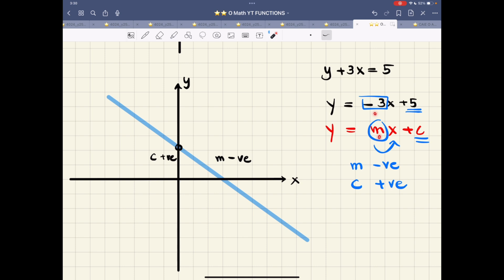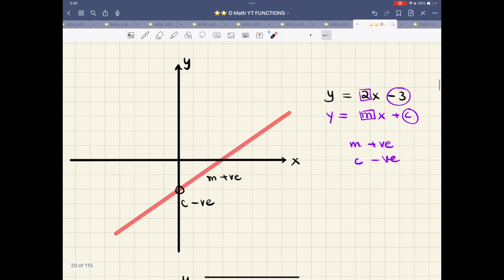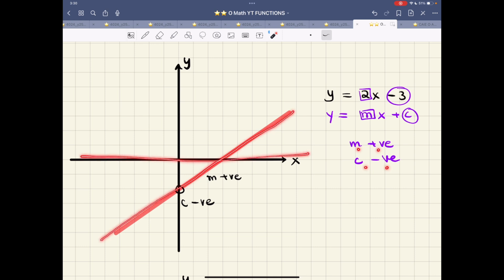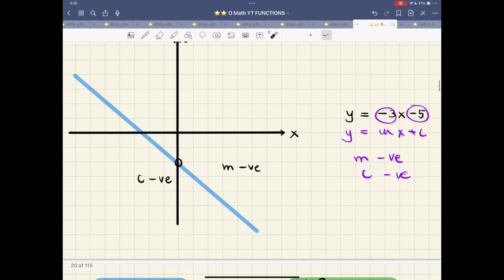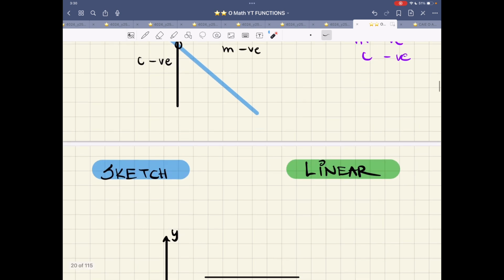Gradient is negative, it's going down. Y-intercept is positive, so therefore the point of intersection with the y-axis is above the x-axis. Over here, gradient is positive, but y-intercept is negative, so the line is cutting the y-axis below the x-axis. And over here, gradient is negative, y-intercept is negative. It has a negative slope as well as a negative y-intercept.